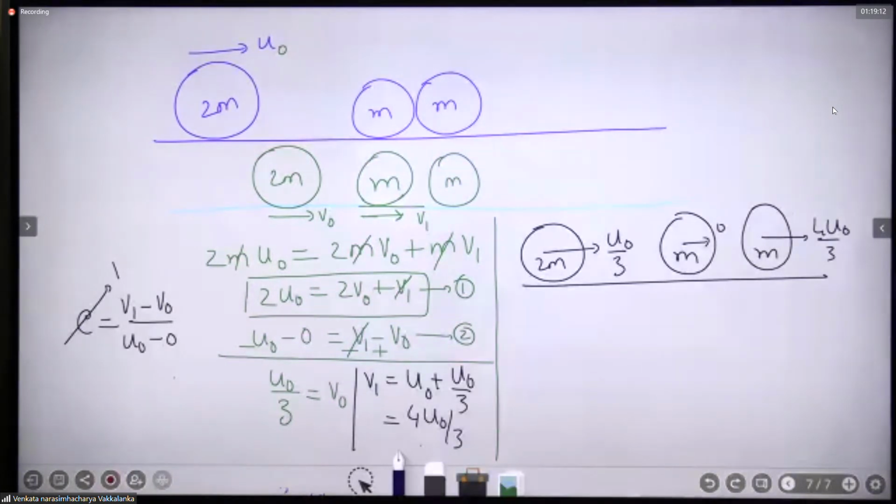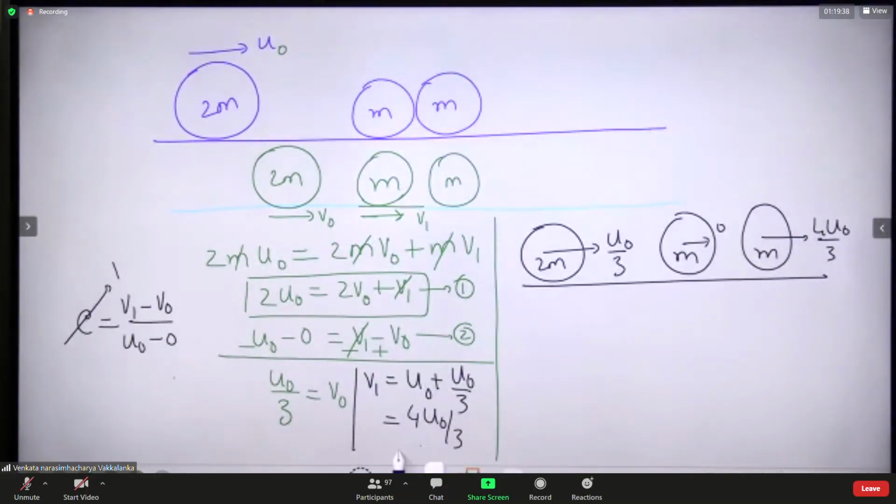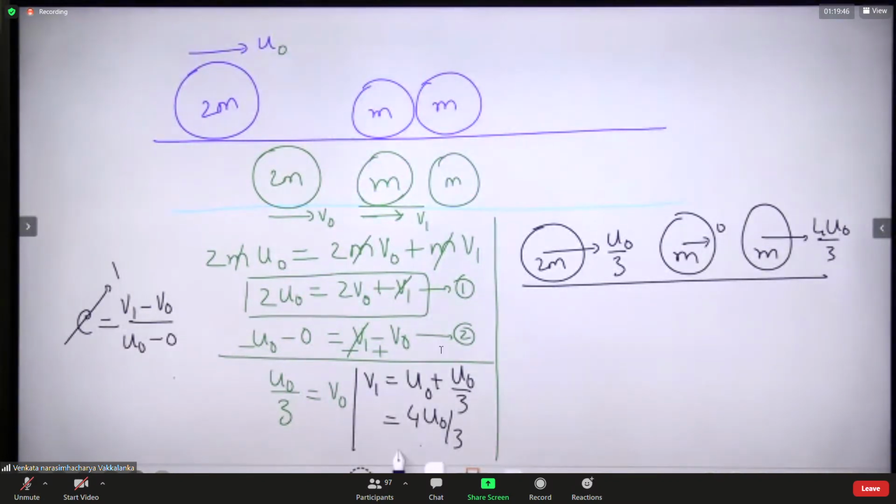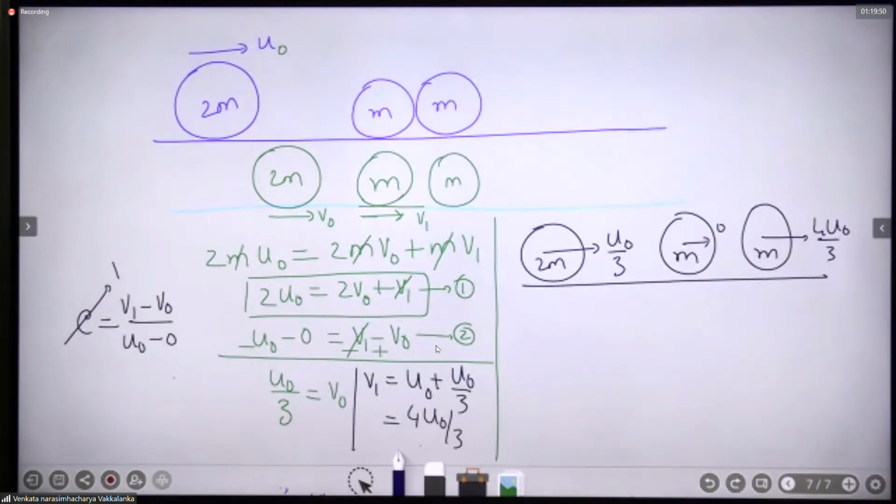Nishit, your answer is correct. Three people typed the answers, all three are correct. नहीं, 16 u by 9 is wrong.